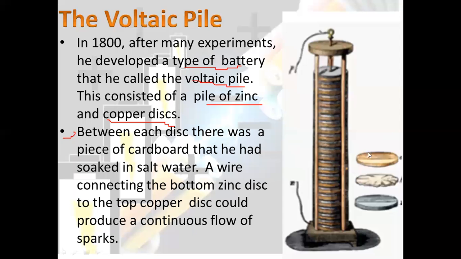There are two kinds of metals. Let's say this is my zinc, Z. This one is copper, C. And this one is a cardboard. This cardboard contains the water and the salt inside. So once you put them all together in a stack, they would produce a continuous spark because the water and the salt, the zinc and copper were reacting, and they created sparks. And if you connect two wires over here and here, then you have electricity. You can say this is my positive terminal and this is my negative terminal. This becomes my anode and this becomes my cathode, and then it becomes like a big cell.